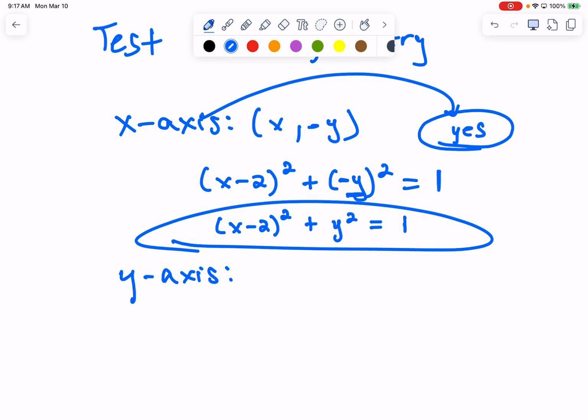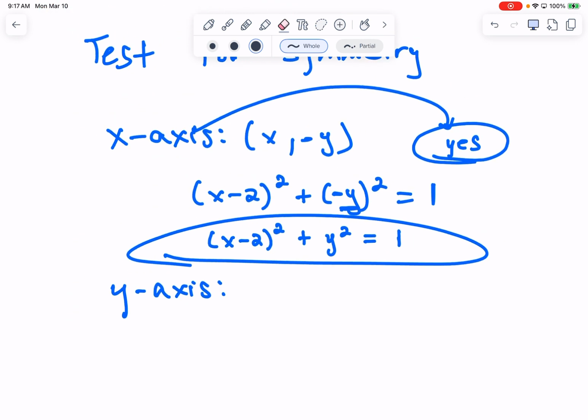That means every point below has to match up with every point above. So for example, if I had the point (2, 3), I'd have to have the point (2, -3). You tracking? If I have the point (0, 5), I'd have to have the point (0, -5). Those points have to match up. You have to be able to reflect across and find a point in the same location.